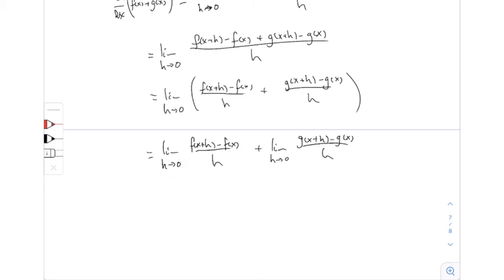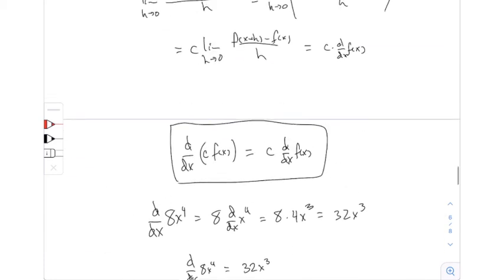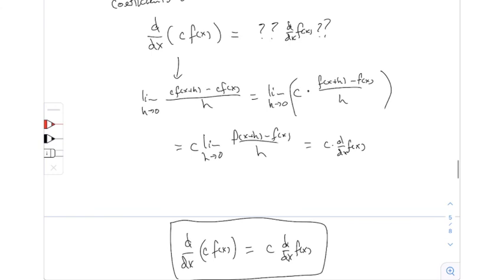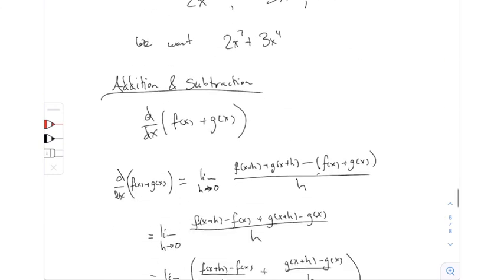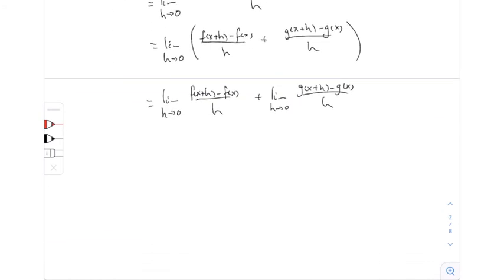This is similar to the last step that we did up here. We ended up with c times that, and then this limit is the derivative of f of x. So what are these going to be? Too late in the day to ask questions like this? Yes. This is the derivative of f, right? That's what that limit is. I'm not looking for a specific answer here. That is the derivative of f of x, and this one is the derivative of g of x.